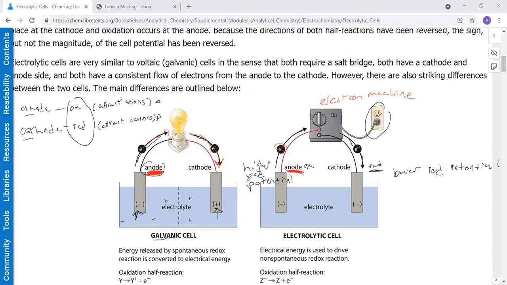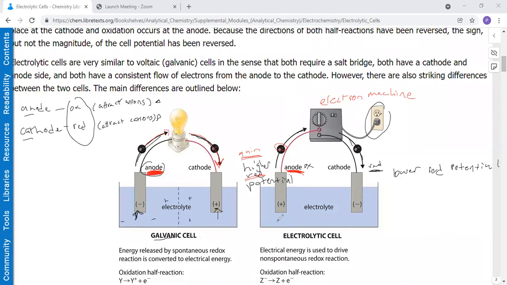It actually has a higher reduction potential, so to gain electrons. So actually, if this wanted to technically be galvanic, it could go this way, because this actually has a higher potential to gain electrons. But we don't want that to happen. And that's the whole point of an electrolytic cell, is that you're going the opposite way of spontaneousness.